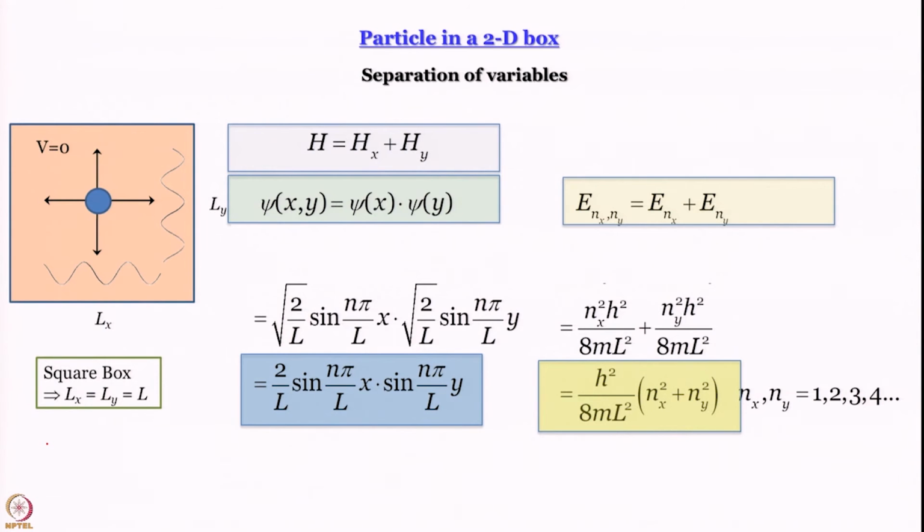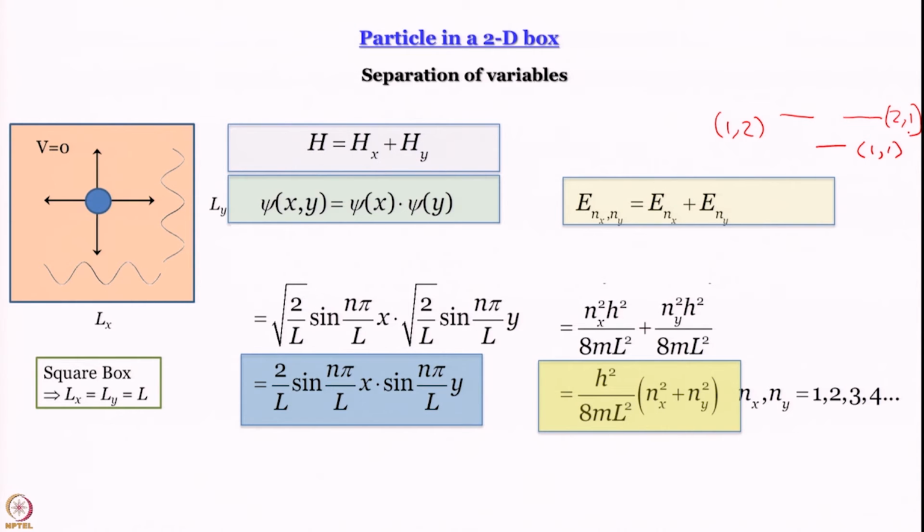Or rather, what would the states look like? Let me draw here. The lowest energy state obviously would be 1 1, nx equal to 1, ny equal to 1. Then what will the next state be? 1 2. Now I can have two energy states, 1 2, which means nx equal to 1, ny equal to 2, or 2 1, where nx equal to 2, ny equal to 1.